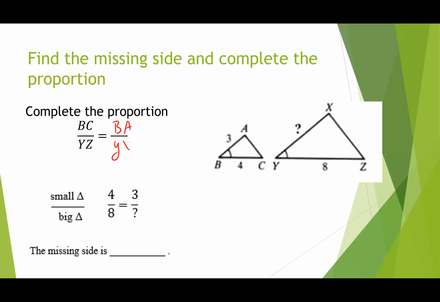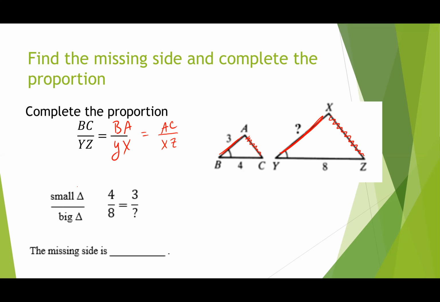YX. All right, you could also have another ratio. We could do from the small triangle AC, over XZ. So anytime they're asking you to complete the proportions, you're finding another pair of matching sides. So BA matches with YX, and AC matches with XZ. So that's why I matched those up.